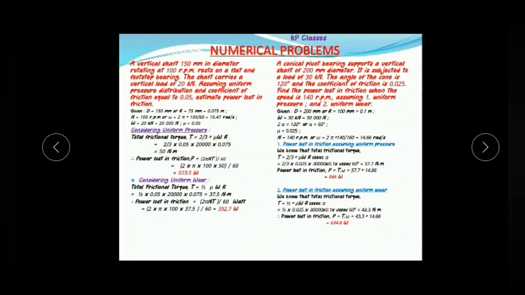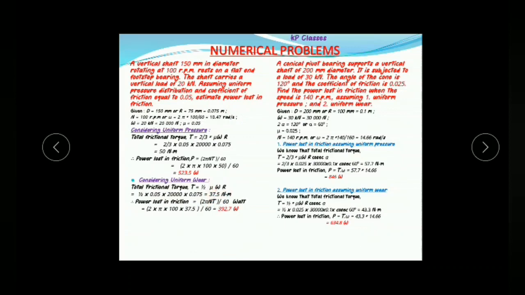So considering uniform pressure, total frictional torque T equal to 2 by 3 mu W r. By putting the values of mu, W and R, the value becomes 50 Newton meter. And power lost in friction P equal to 2 pi n T by 60, or you may use T omega. By putting the corresponding values, the power will be 523.5 watt.